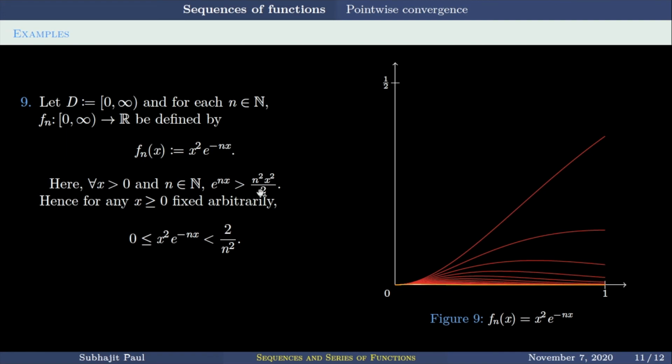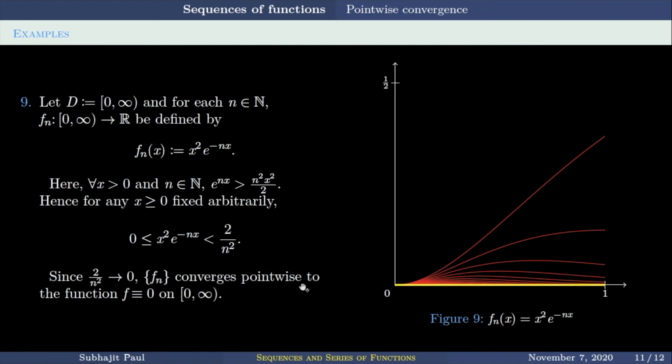So from here we get this inequality again, 0 less than or equal to x square times e to the power minus nx is less than 2 over n square. And now since 2 over n square tends to 0, the entire sequence converges pointwise to the function f identically equal to 0 over the entire domain [0, infinity).